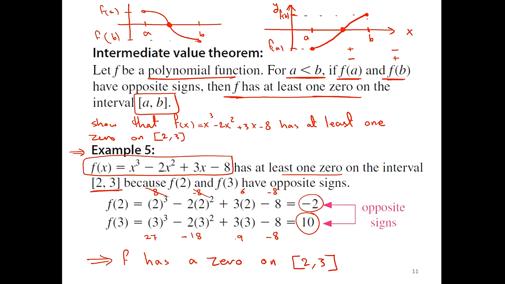So how can we verify? We must put f of x as a polynomial. You must put the conditions. If we need to implement the theorem, we have some conditions. For example, this theorem is for polynomials. So f of x is a polynomial. 2 is less than 3. f(2) and f(3) of opposite sign. So we have at least 1 zero for f of x between 2 and 3.